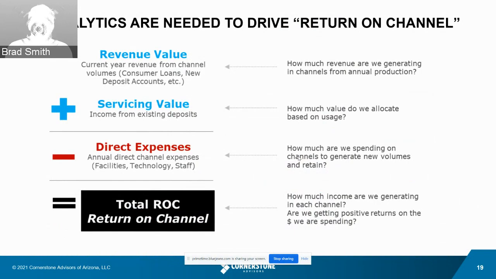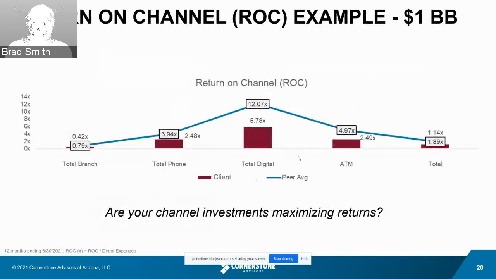My point is, yes, you need to be more aggressive in branch rationalization, but you probably need to also be looking at not just your unprofitable branches, but your profitable branches relative to your spend across other channels. So I'll share just an example of return on channel across multiple channels. This is for a $1 billion bank, may or may not apply to you, but my guess is some of the concepts are at least directionally accurate.